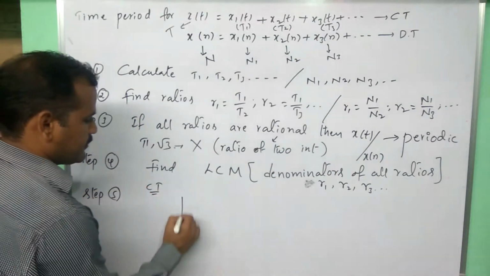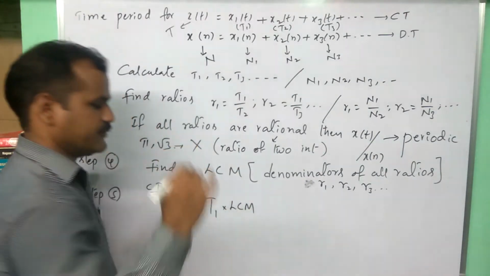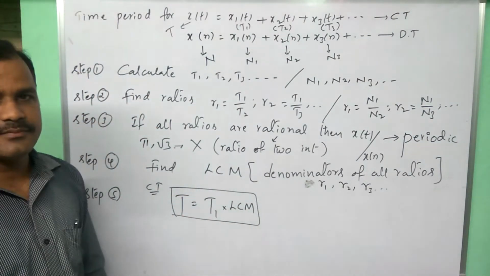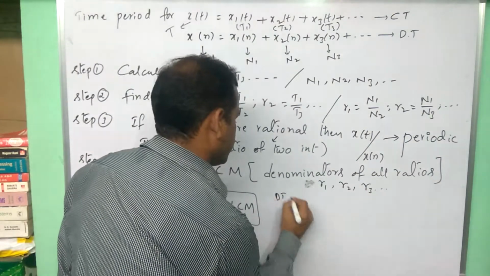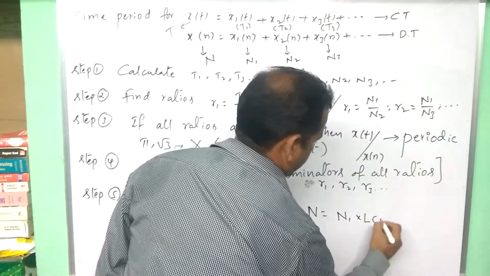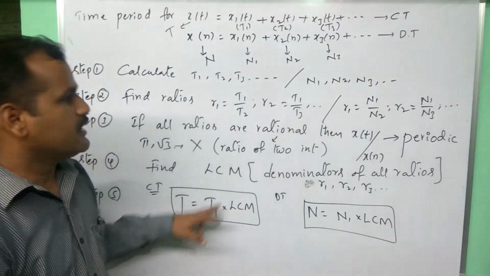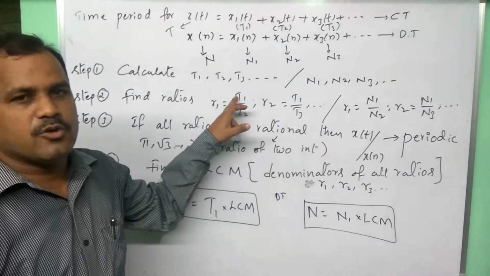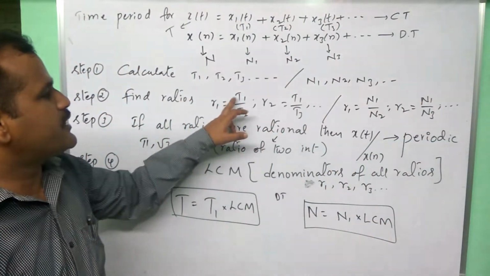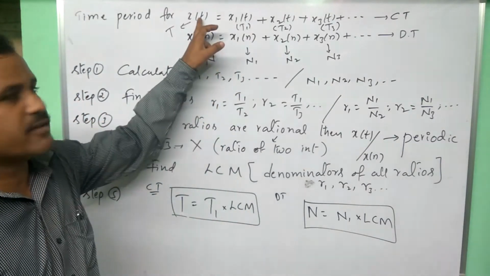If it is continuous time, here t is equal to T1 multiplied by that LCM value. This is the time period of the required signal. Similarly for discrete time, capital N is equal to N1 multiplied by LCM. So after finding the LCM value, we multiply it with the numerator value we considered to find the ratios. Here the numerator is N1, that's why N1 multiplied by LCM. Here the numerator is T1, that's why T1 multiplied by LCM. Then we will get the overall time period of the given signal x of t.